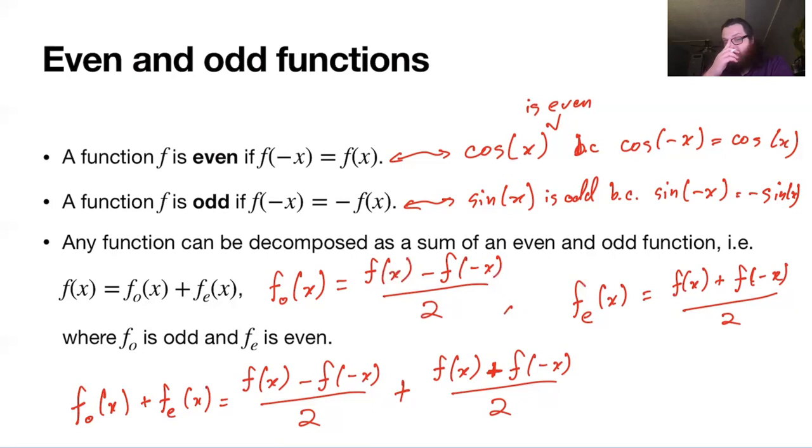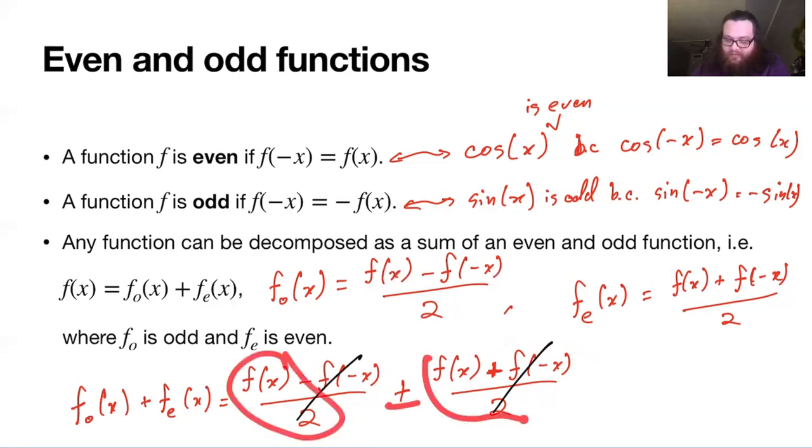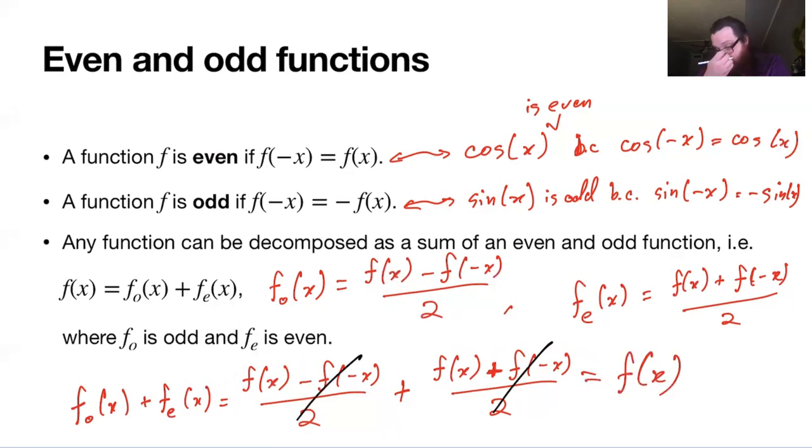Okay, and so if you work through the arithmetic, you have a minus f of minus x over 2 plus a positive f of minus x over 2. So these 2 pieces are going to cancel. Otherwise, we have an f of x over 2 plus f of x over 2, and that's going to give us exactly f of x. So summing up these 2 things, we get our function back.